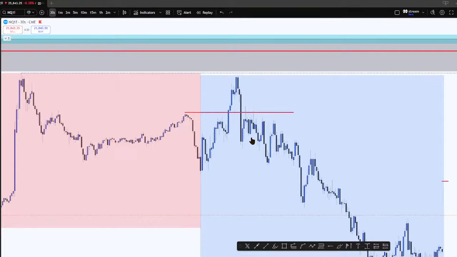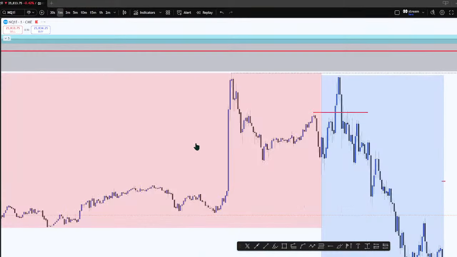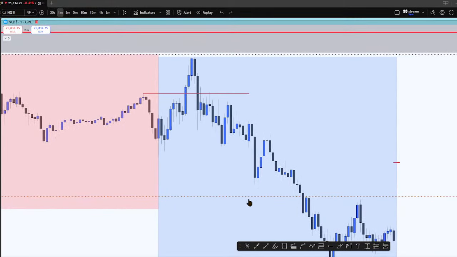And it did work there. Let's stay on 1 minute just so it's a little bit easier. Okay, so this high got broken right there. So you look at where was the last low that was put into place that led to that high getting broken there. Depending on the time frame, you could say it's this one.